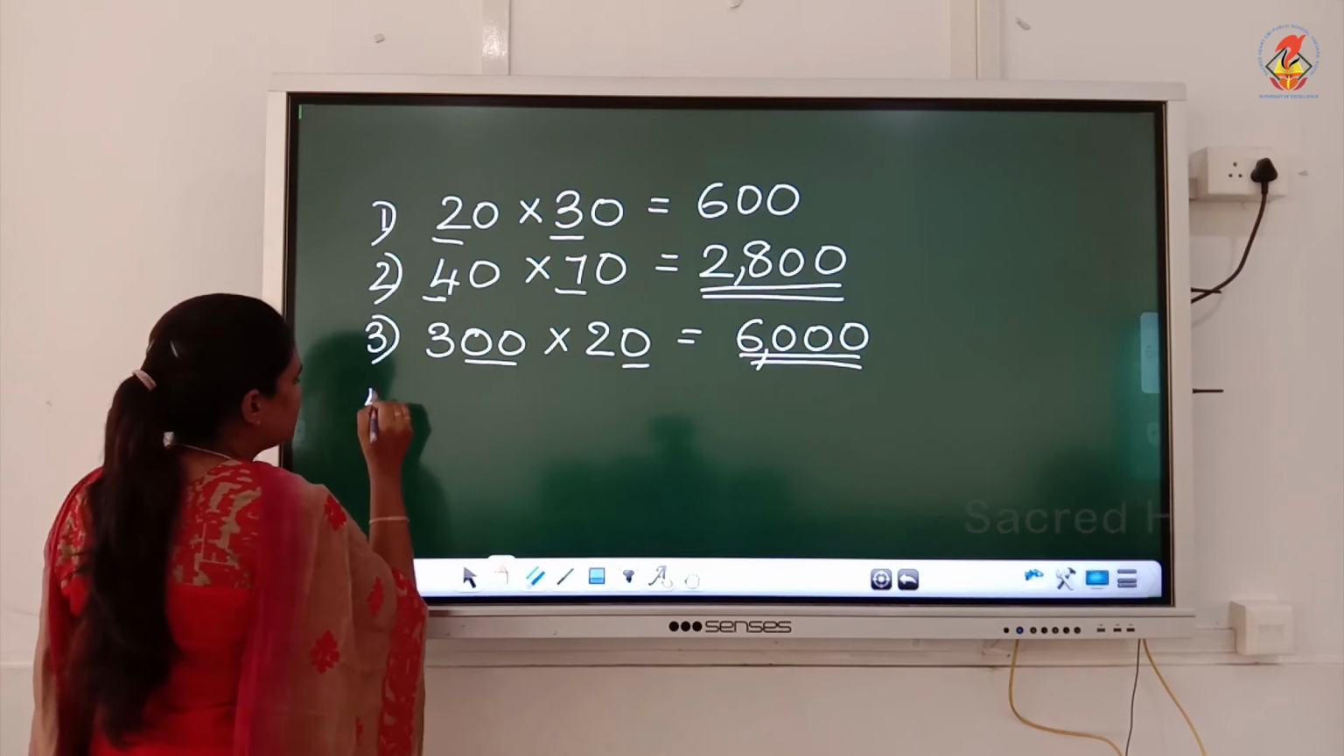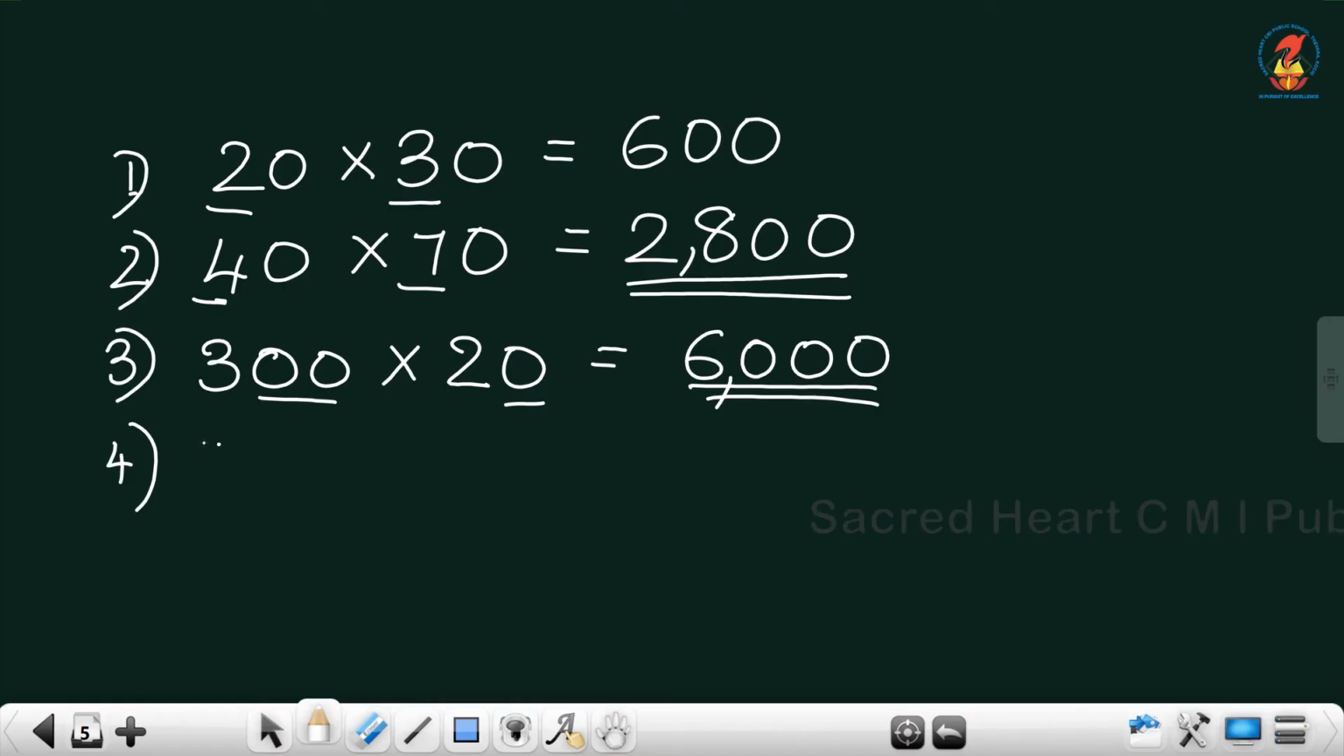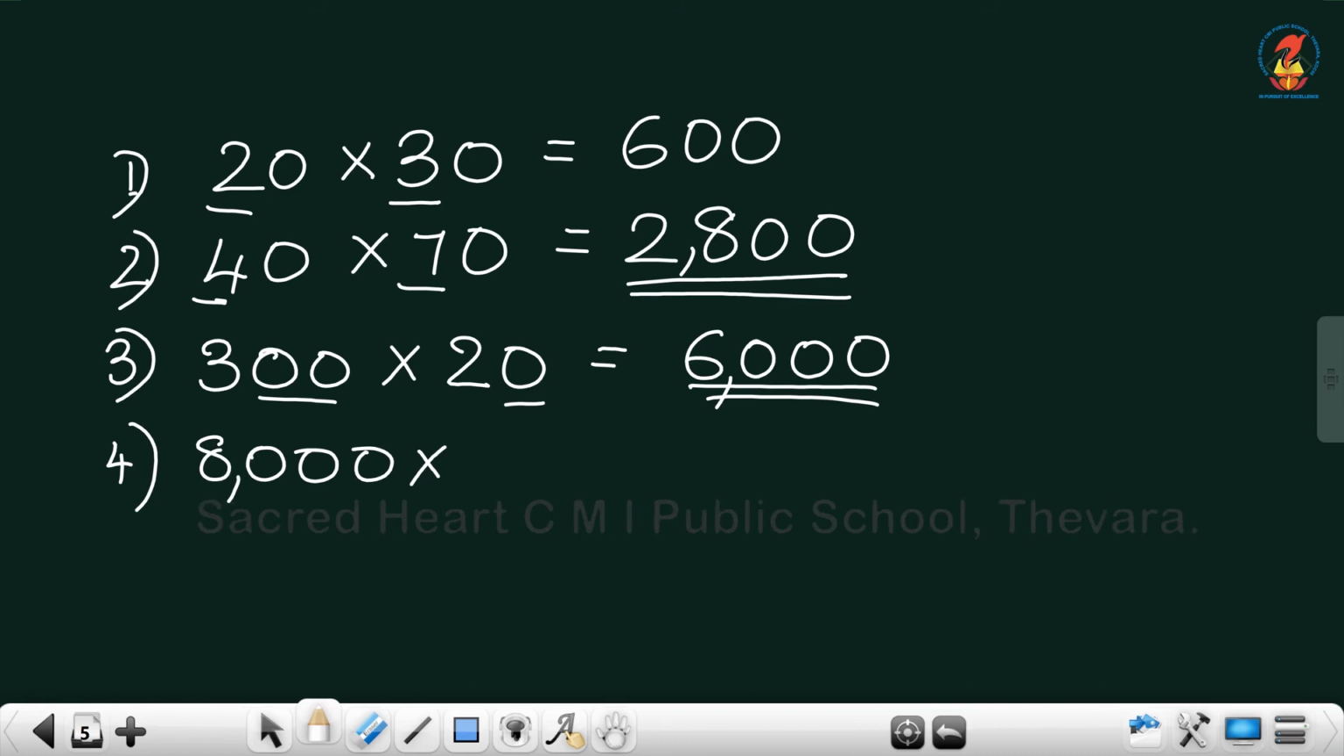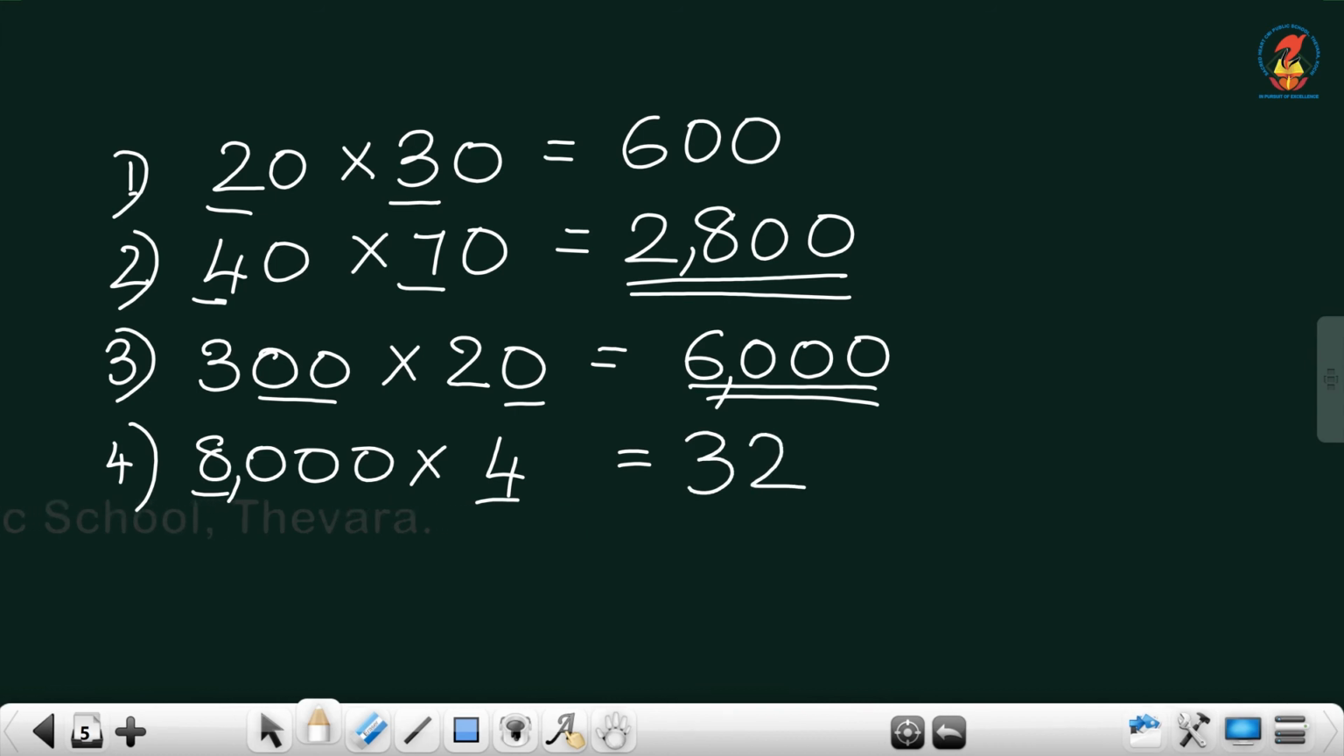Let's do another question. 8,000 into 4. Multiply 8 into 4. You get 32. How many zeros are there? 1, 2, 3. Separate with a comma, you get 32,000.